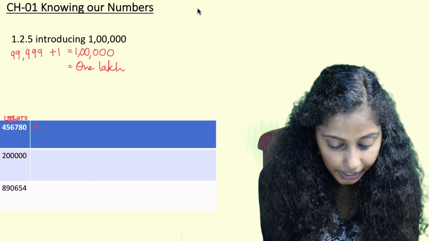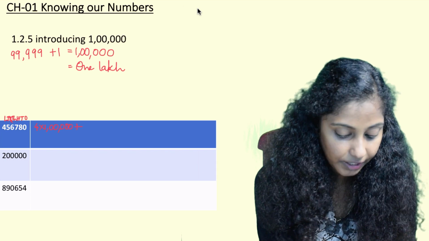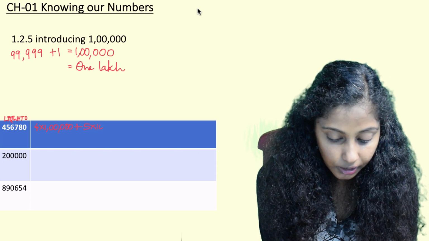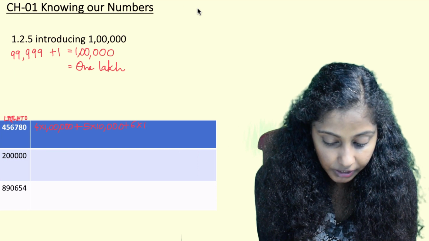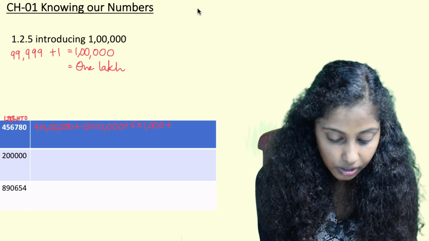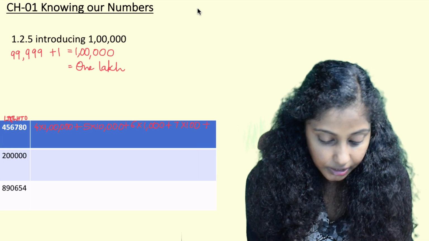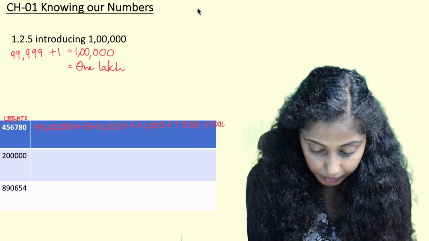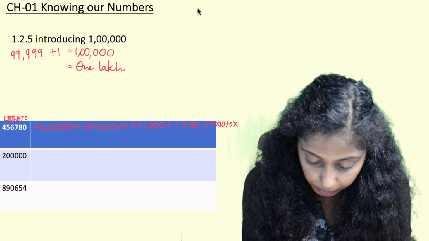So 4 is in lakhs place, so 4 multiplied by 1 lakh. In 1 lakh we have 5 zeros. 5 is in 10,000 place, 5 multiplied by 10,000. 6 is in 1000 place, 6 multiplied by 1000. 7 is in hundreds place, 7 multiplied by 100. 8 is in tens place, 8 multiplied by 10. And then ultimately 0 is in ones place, so 0 multiplied by 1.